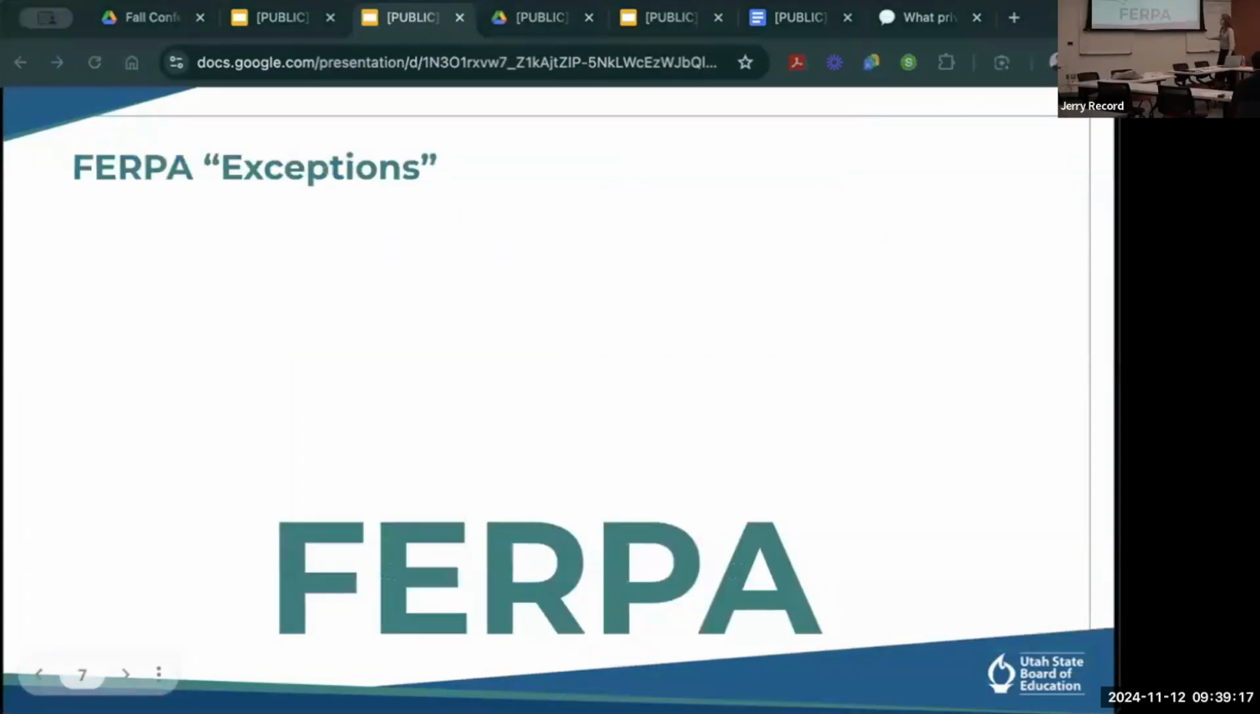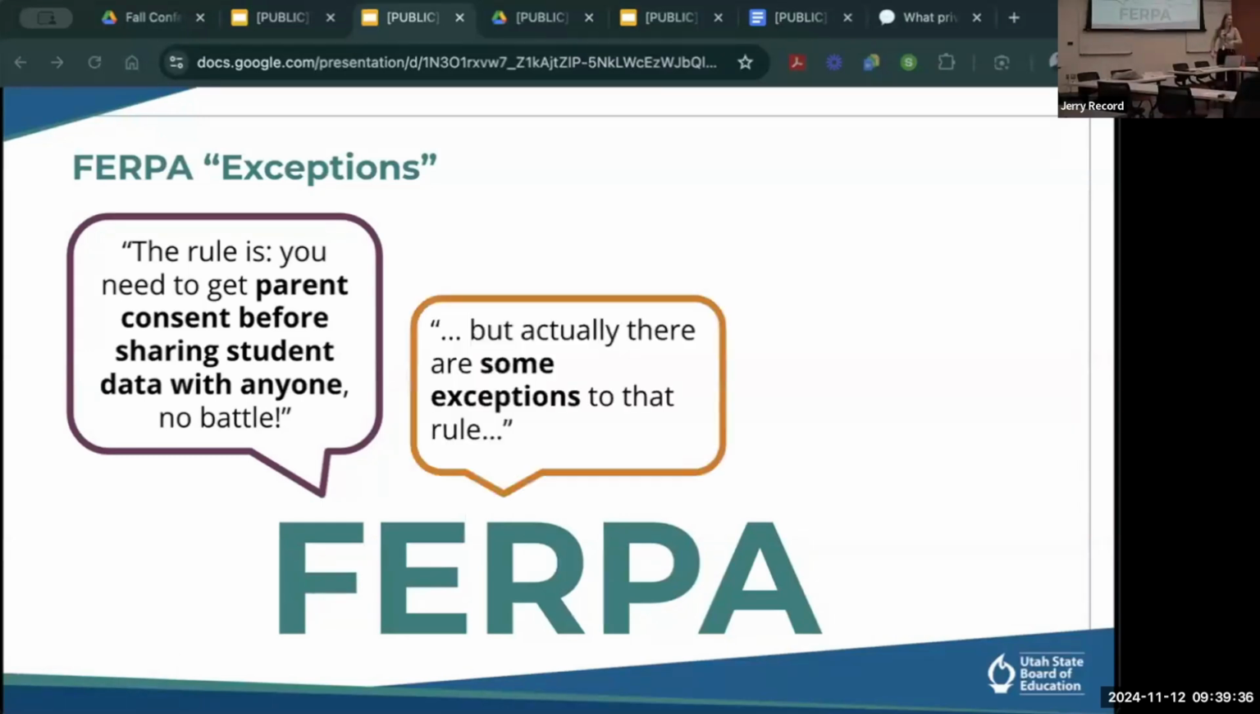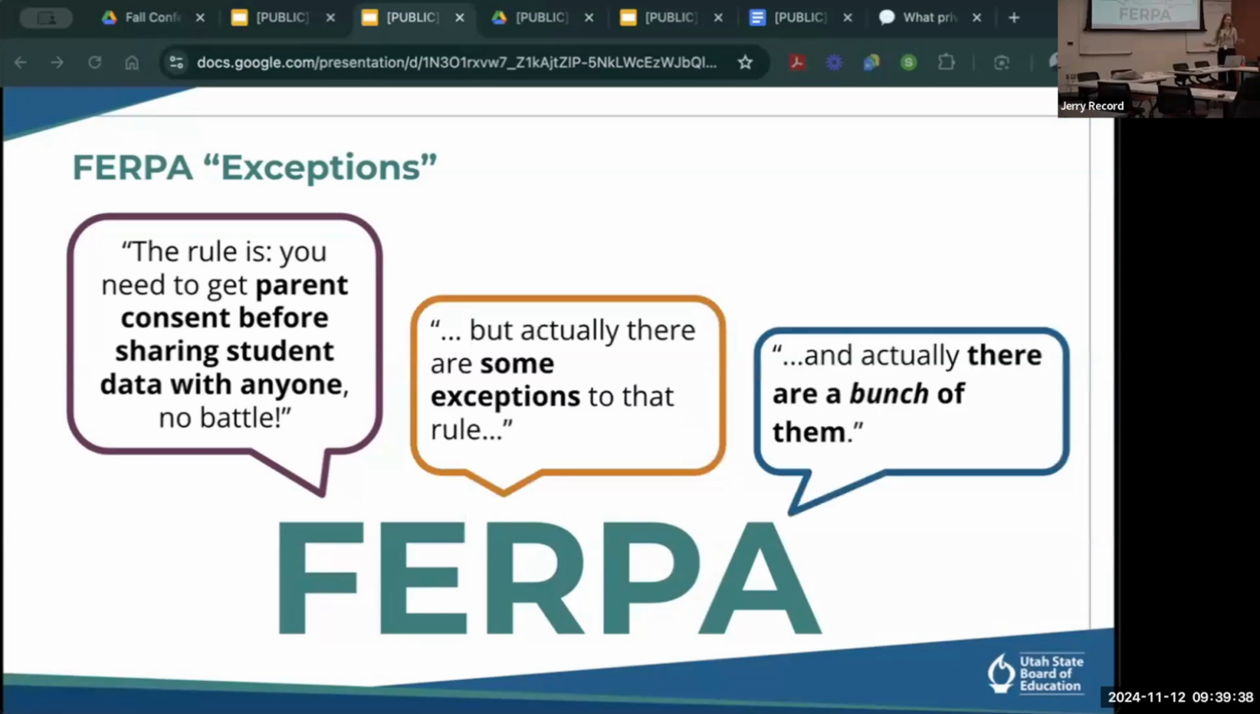FERPA in general starts from a place of saying, if you want to share a student's data with anyone ever, you have to get parent consent, no battle. But then the law goes on to say, but actually there are some exceptions. And then actually there are a bunch of them. There are like 18 exceptions to that rule.